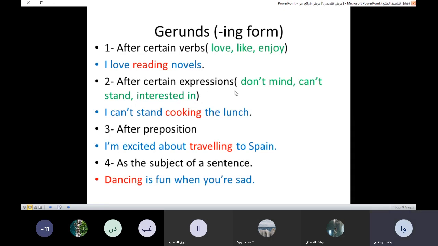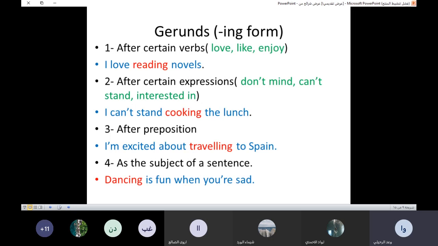After certain expressions: I don't mind staying at home. I cannot stand staying at home. I am interested in anything. For example, I am interested in reading, in playing, in whatever. It means that after the expressions, you're going to have a word in ing.